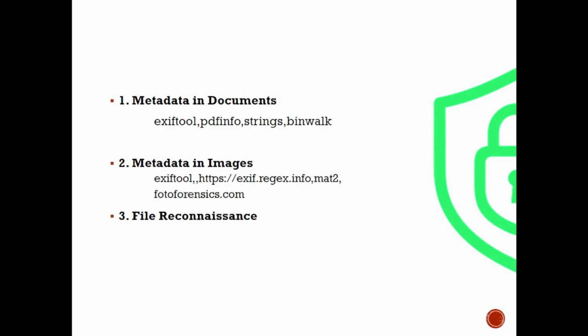Digital photos often include EXIF data, exchangeable image file format. EXIF data might contain camera make and model, timestamp, GPS coordinates, a major privacy risk, orientation, ISO, exposure, etc. Tools: ExifTool, exif.regex.info, MAT2 for metadata anonymization, and photoforensics.com for deep image analysis.